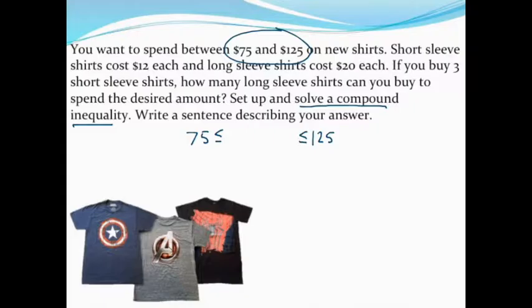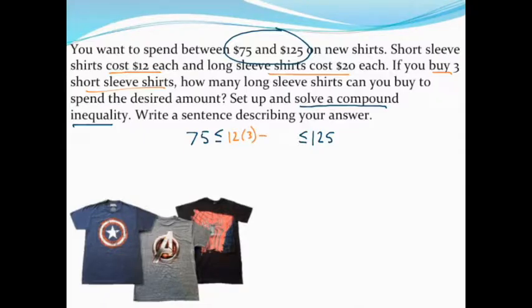I can see that I'm buying short sleeve shirts for $12 each and long sleeve shirts for $20 each. And it tells me a little bit more. I know I want to buy three short sleeve shirts no matter what. So let's start with that. So $12 per short sleeve shirt, and I'm buying three of those, which I could go ahead and multiply to 36 if I want to.